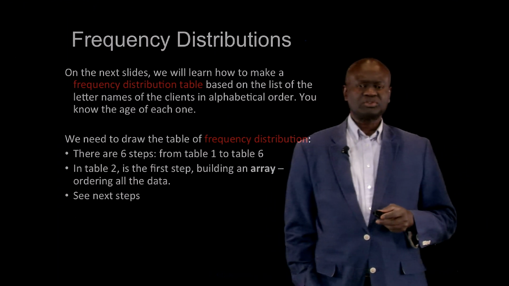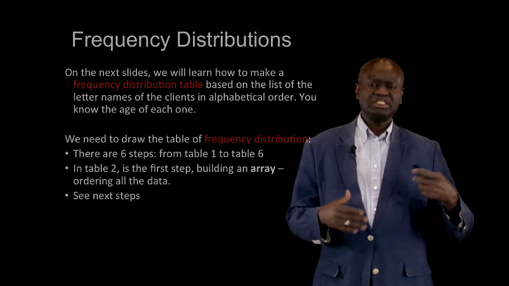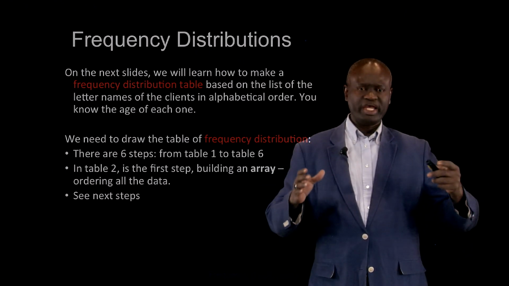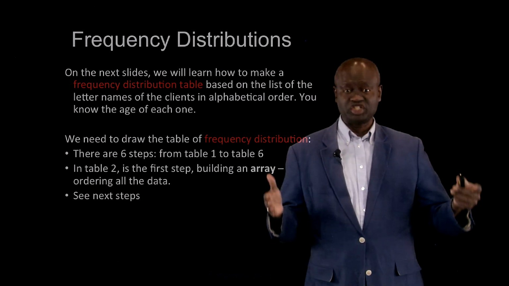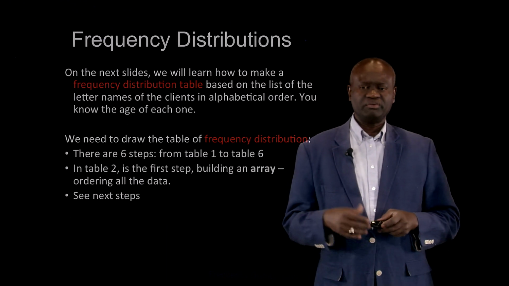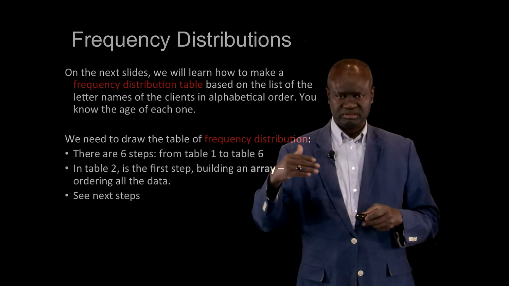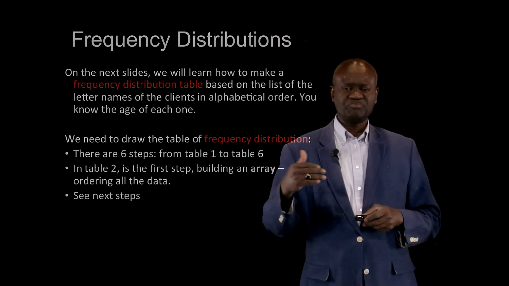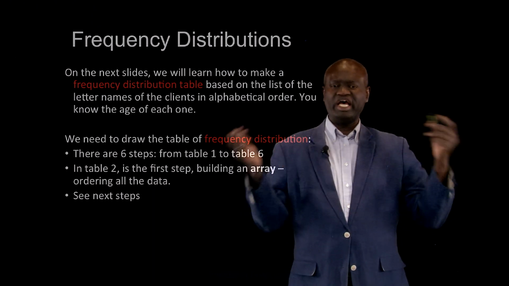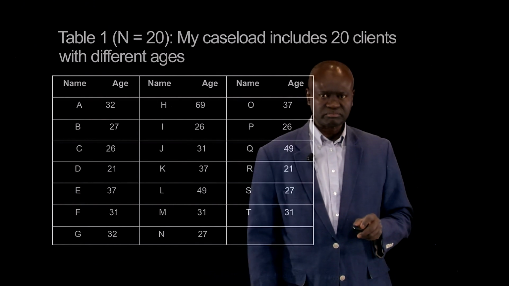For that, we do what is called a frequency table. The frequency distribution table, in this case, would be to have a table where you have all the groups, all the ages, all the individuals and their ages. You will see that when we draw this table, there will be six slides, six stages, and in the first stage, you will organize them first because they are scrambled. So let's go through that process.